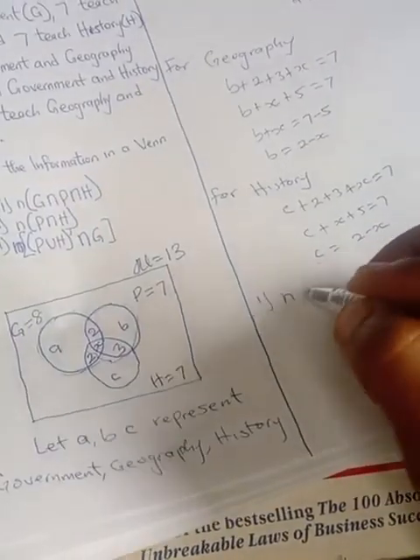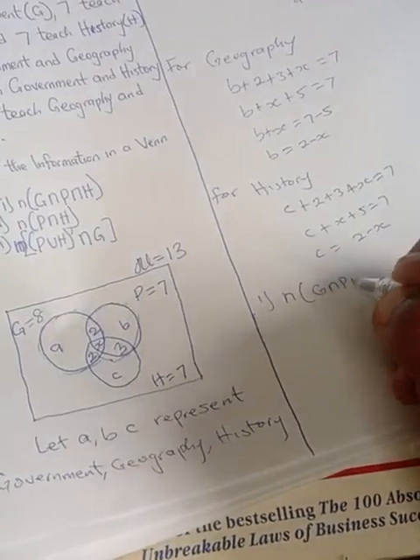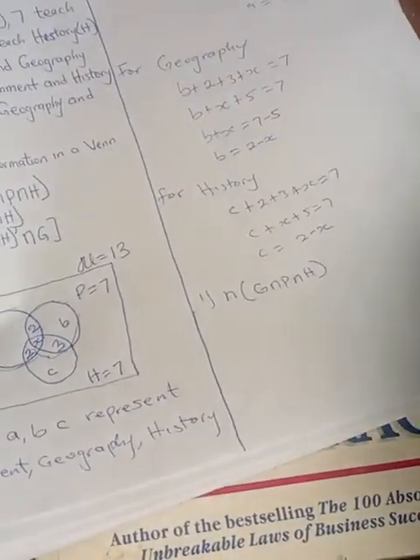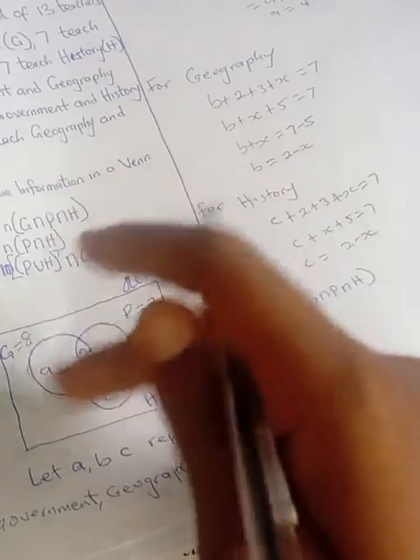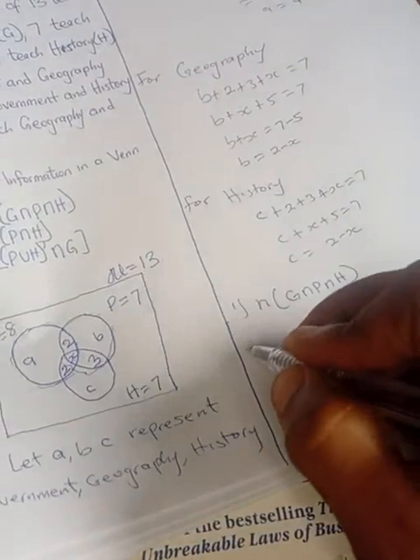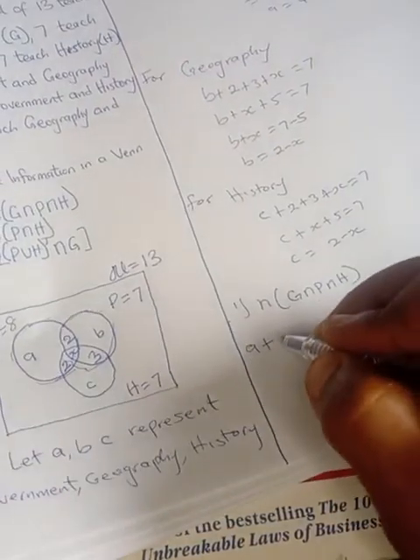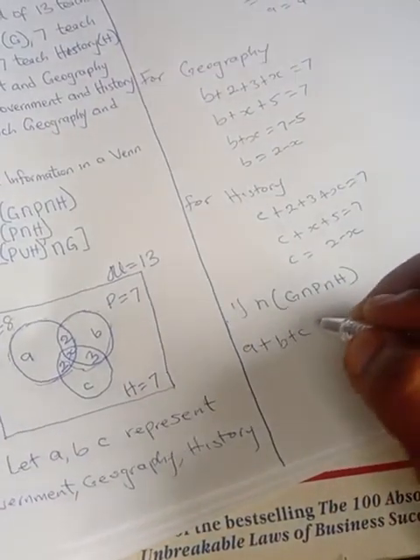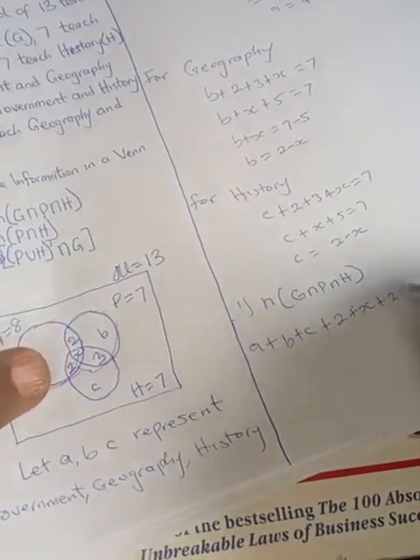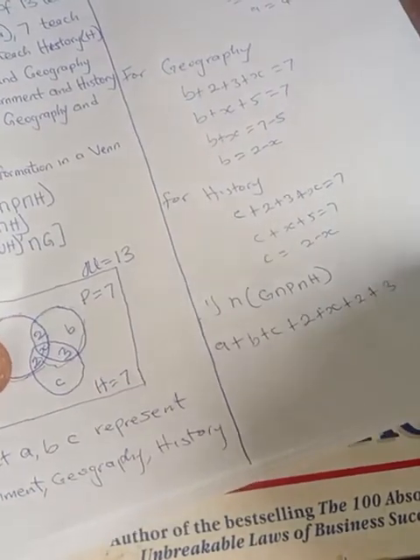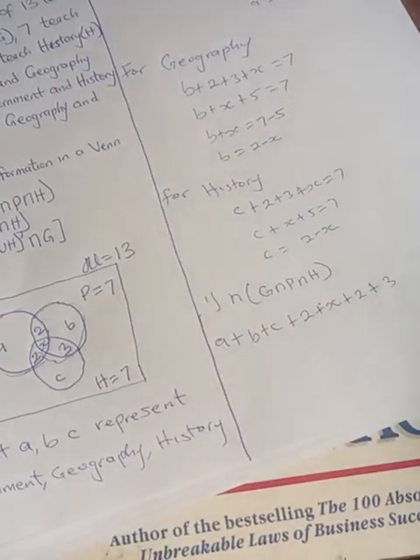So let's look at the question that says, find G intersect P intersect H. We want to find everything where this x is, so we have to add everything together, equal to the universal set. These are the things we are going to add: A plus B plus C plus this number 2, plus x plus 2, plus 3. All right, I'm sure we have done that.